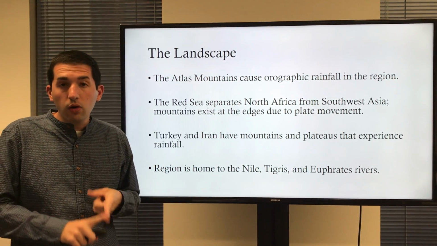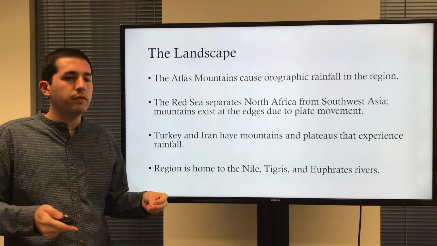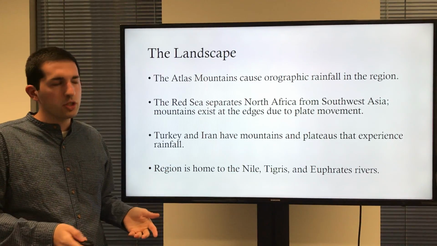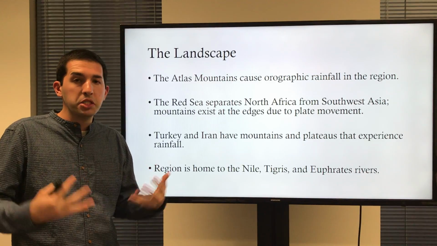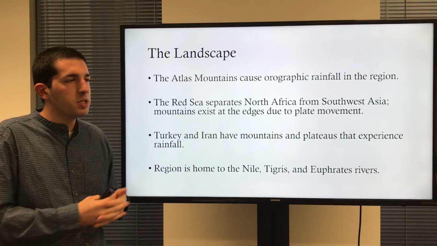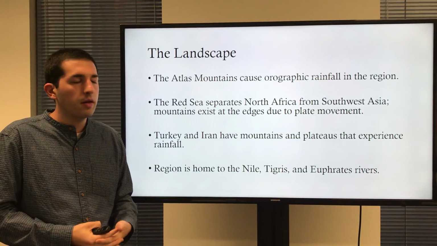The region is home to the Nile River, the Tigris and the Euphrates. Probably have heard of those before. They're kind of famous rivers. The Jordan River is also here, much smaller than these. The Tigris and Euphrates help form that Fertile Crescent, Mesopotamia, the sort of beginning of our human civilization. A lot of people stem it to this part of the world.